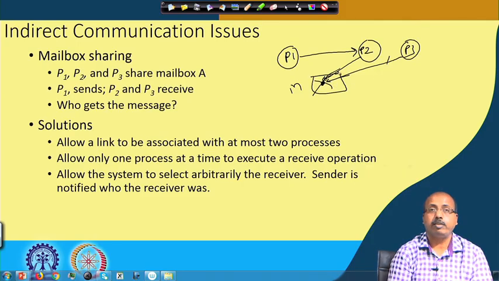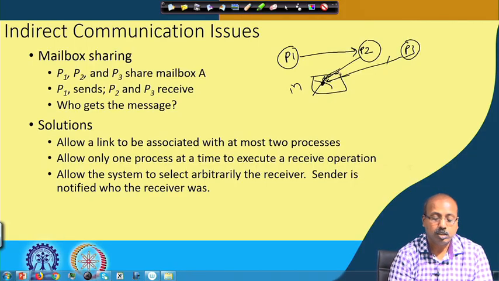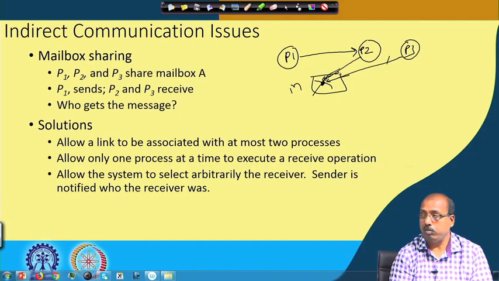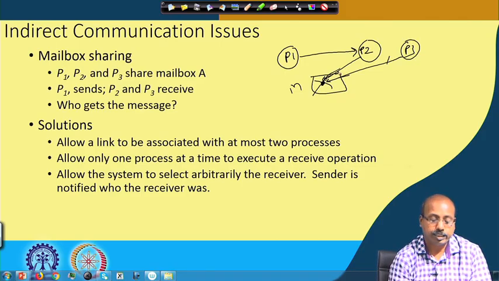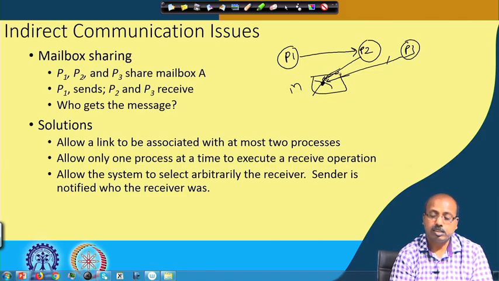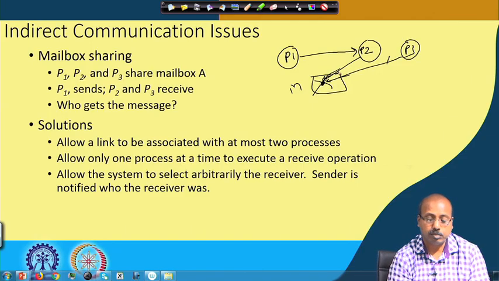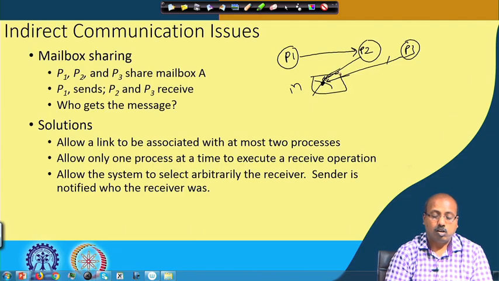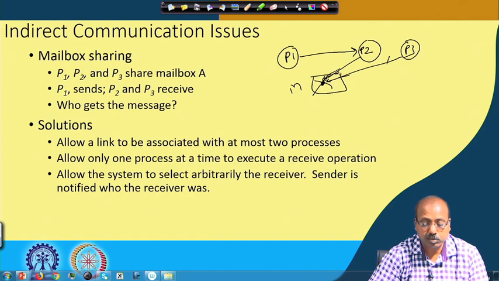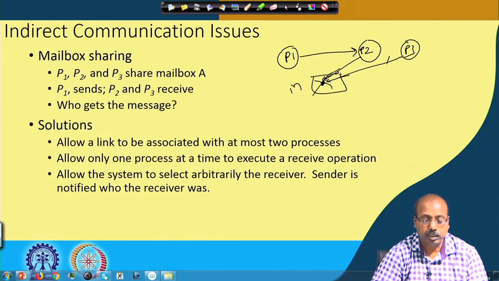So, that way there may be several inconsistencies that can come. So, we have to somehow ensure that only one process will execute the receive operation at a time. So, the operating system must ensure that receive is done by only a single process, or we can allow the system to select the receiver arbitrarily, and then the sender is notified who the receiver was.